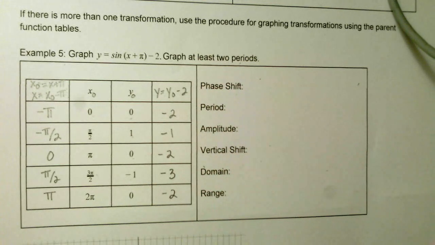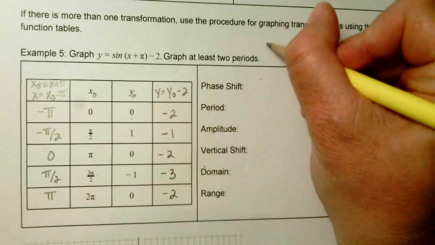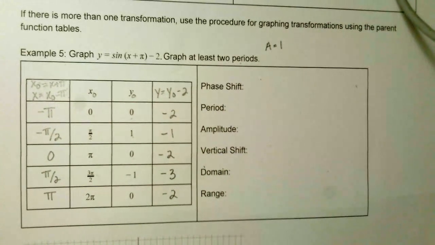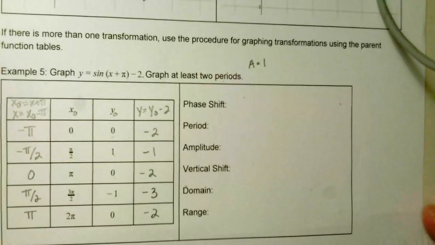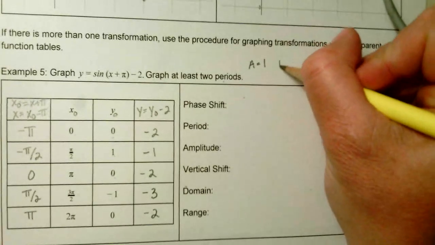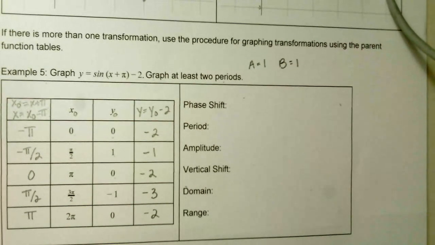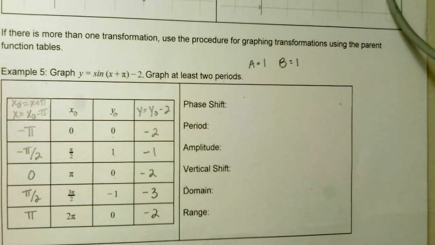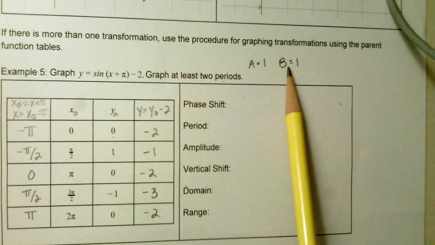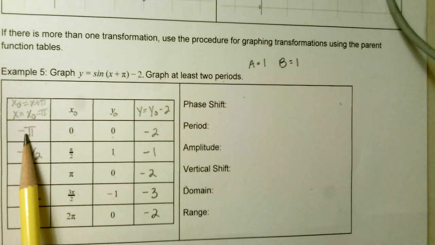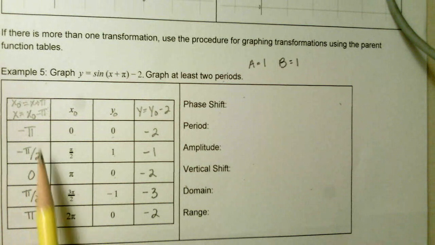Okay, so if I was looking, I should have probably done this first. If I was looking at this before, my A is 1, so I'm not looking for any type of vertical shrink or stretch. My B is 1, so again, I'm not looking for any horizontal shrink or stretch, and that should also mean that my period should be 2 pi. And if I look from negative pi to pi, the distance there is 2 pi. Okay, so that means my graph will repeat after 2 pi. That means my period is 2 pi. So that's some pretty good evidence that I'm on the right track so far.